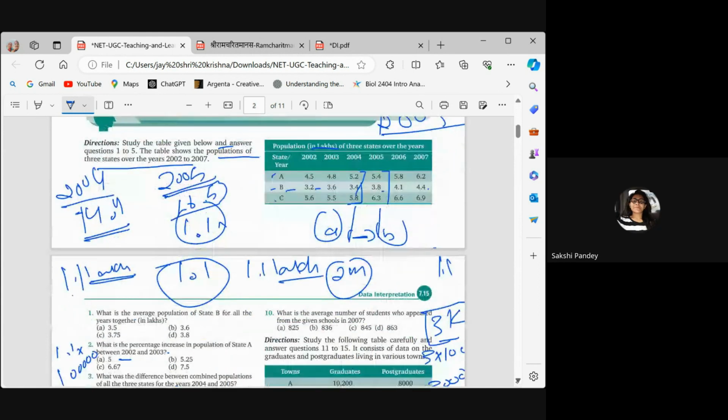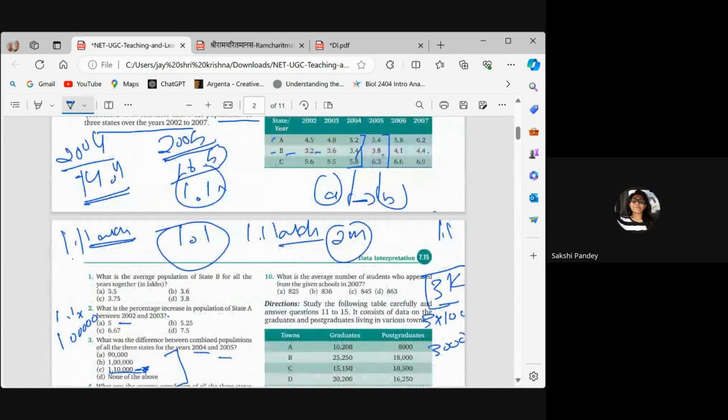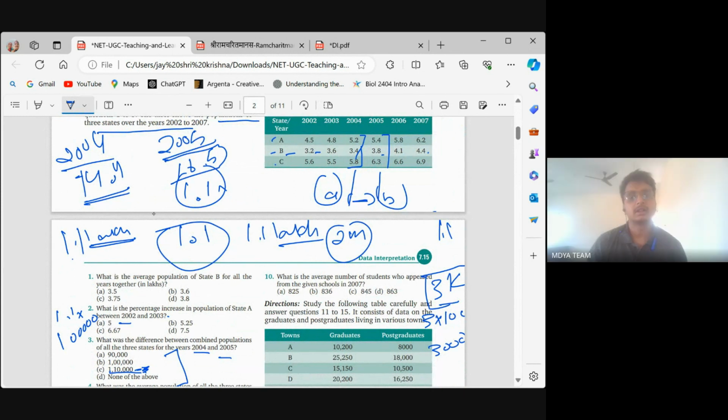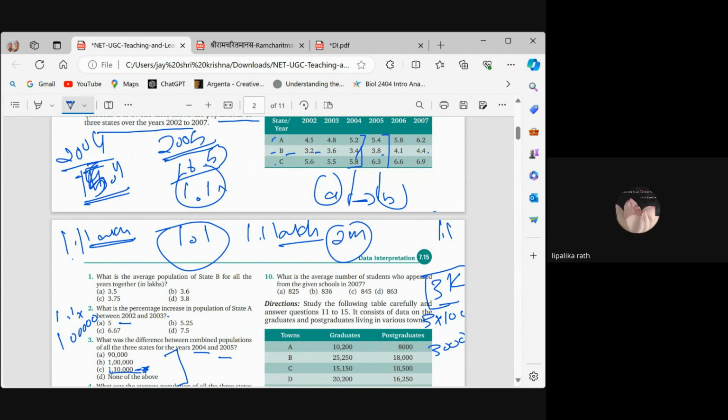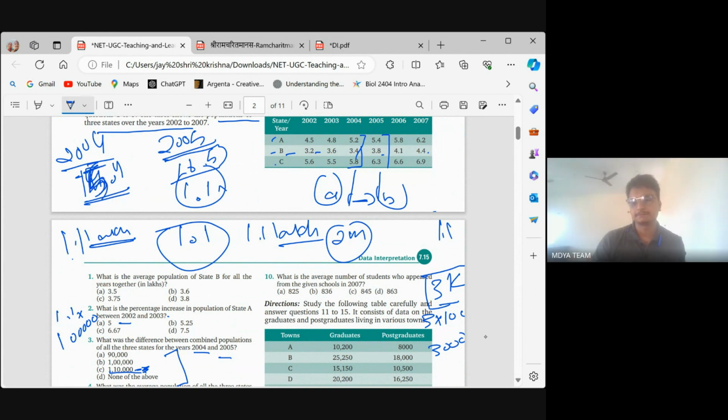Sir, the difference between 16.5 and 14.4 is 2.1, right? It's 15.5. Yes, sir. It's 15.5.